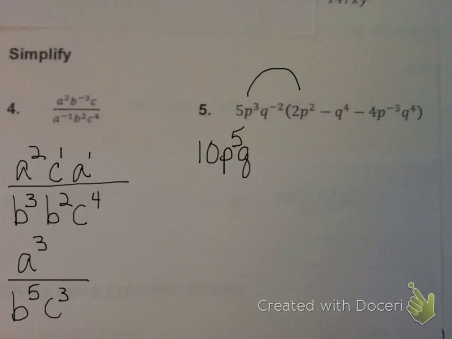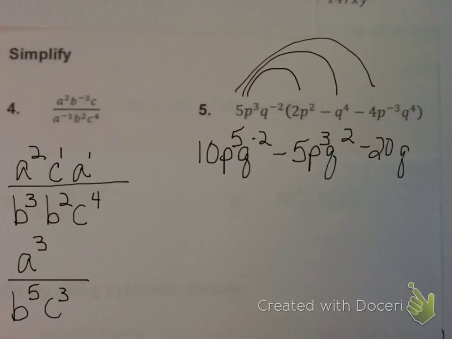Number 5, we do the distributive property. Then we had to move that q to the negative 2 to the bottom to make it a positive exponent.